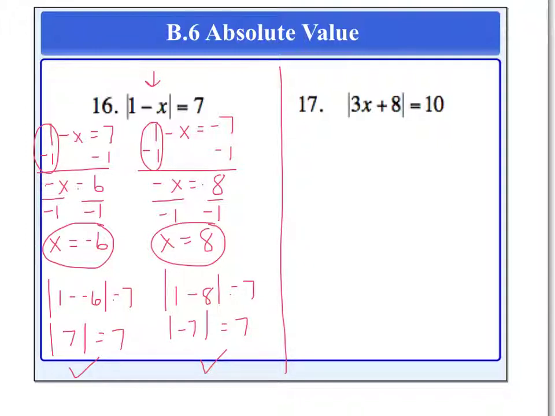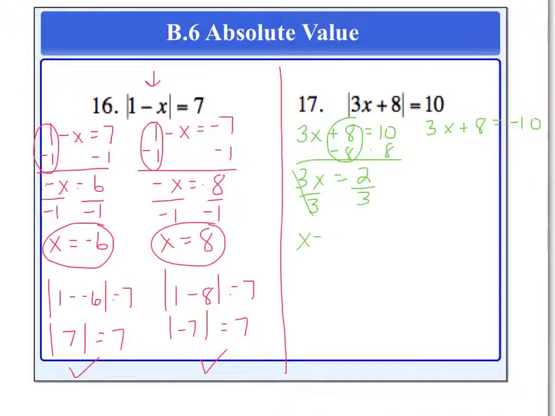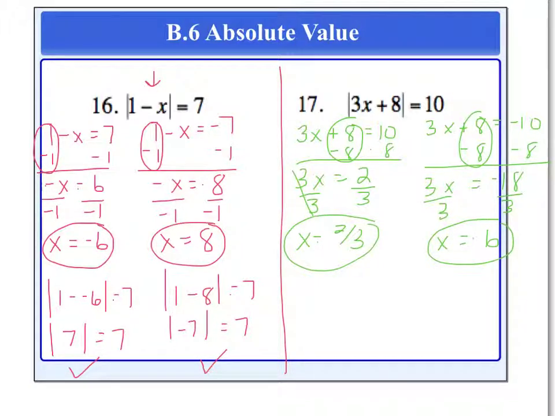Next one, I'm going to set my argument equal to positive 10, and I'm going to set my argument equal to negative 10. So I'm going to subtract 8. I'm going to get 3x equals 2. Divide by 3. One option is x equals 2/3. My next option, subtract 8. 3x equals negative 18. Divide by 3, and x equals negative 6. There's my other option. I'm going to check to see that they work.